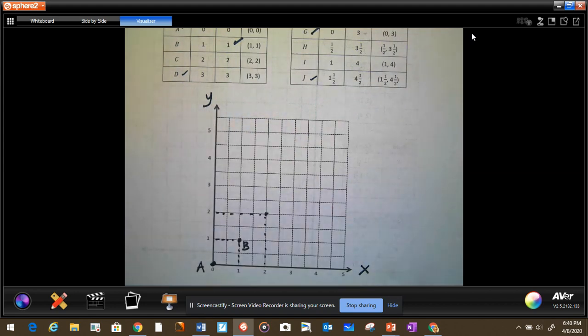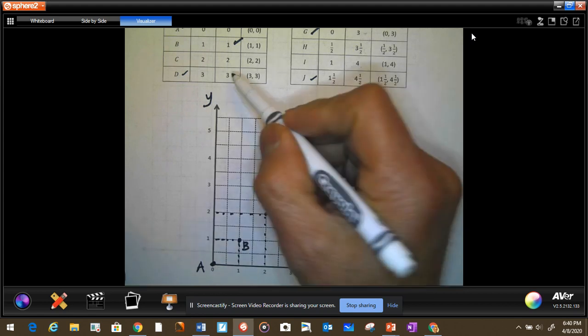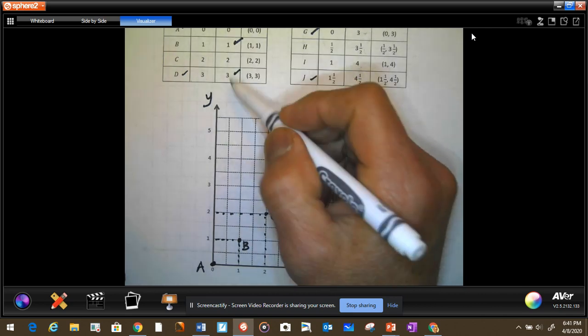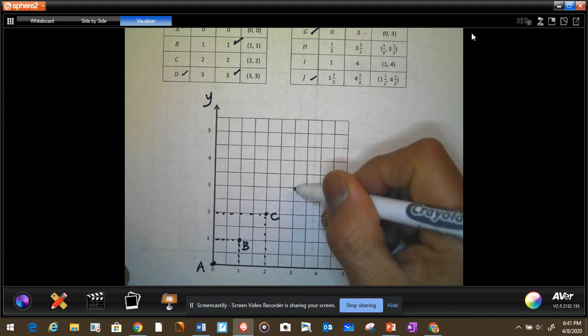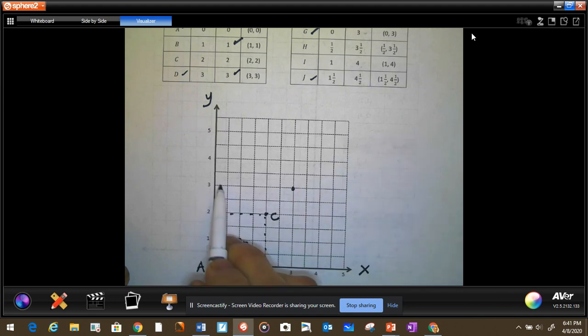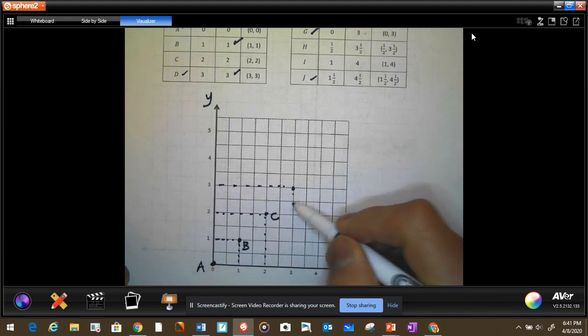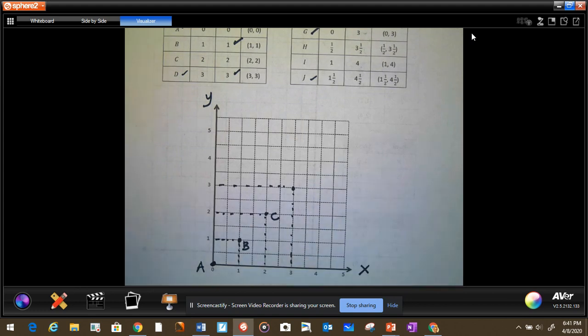Okay, now on point C, you can see the line is going that way. The line is already presenting itself. It's going to be a diagonal. So when x is 3, y is 3. When you run to 3 and then jump to 3, there you go. So that's the other one. And once we have that, we can draw the line.